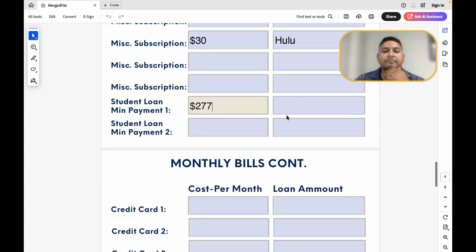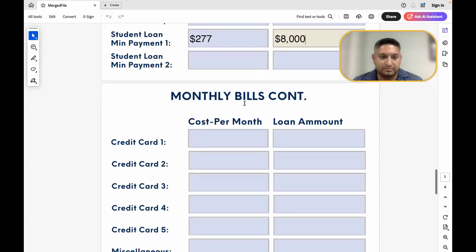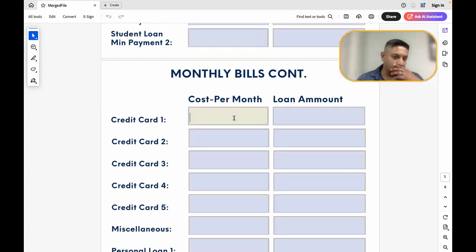277. Let's say you have an average balance, or let's just say 8,000. And again, this is just to kind of get a snapshot of where you're at. So credit cards, we'll go with $50 a month. Balance, let me see if I had looked that one up.